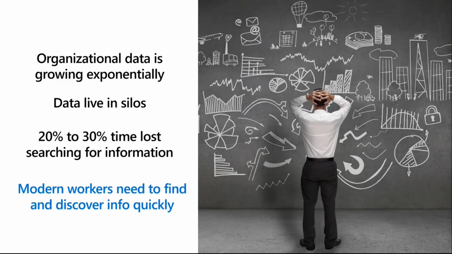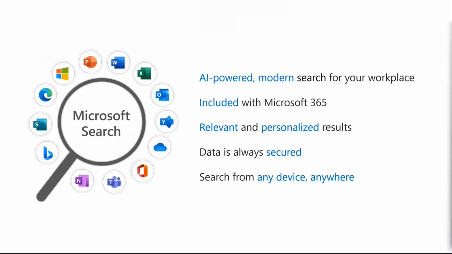What we need is modern workers to be able to find and discover that information as quickly and efficiently as possible. So we at Microsoft have a solution, Microsoft Search, which is an AI-powered modern search for your workplace. And it's included within M365. Essentially, it allows employees across organizations to find all of their relevant and personalized content across all of the applications. The data is always secure and employees can search from any device anywhere.